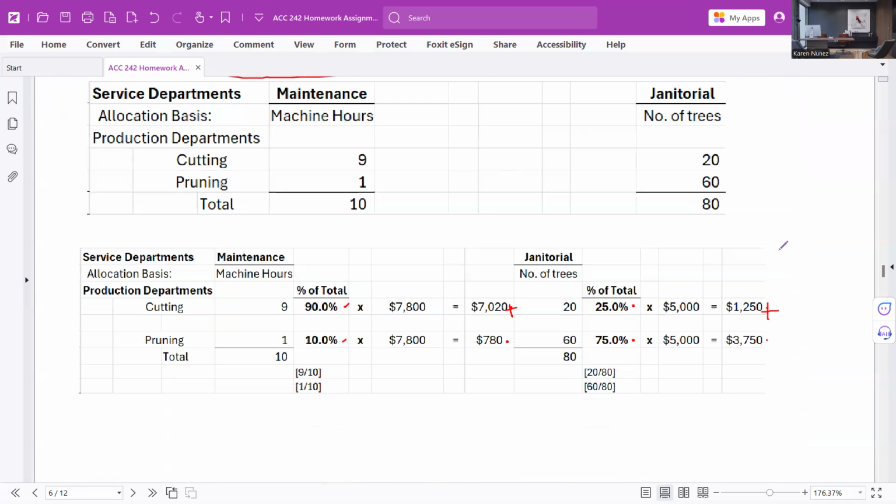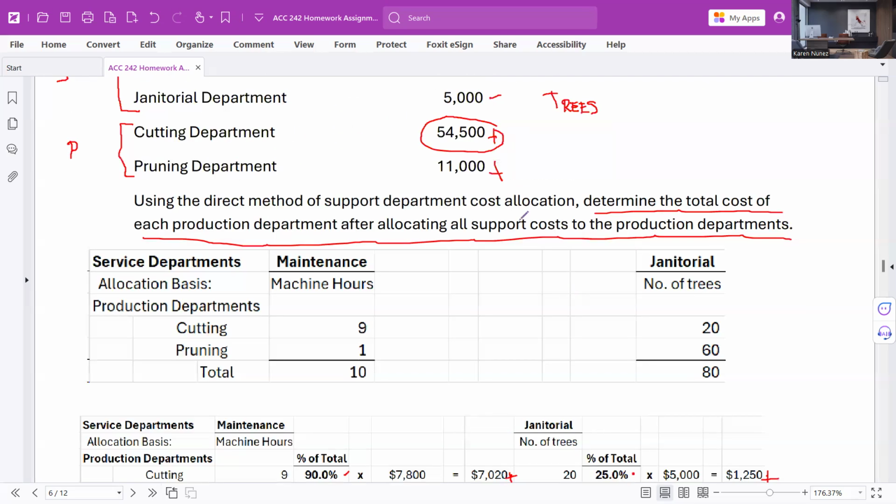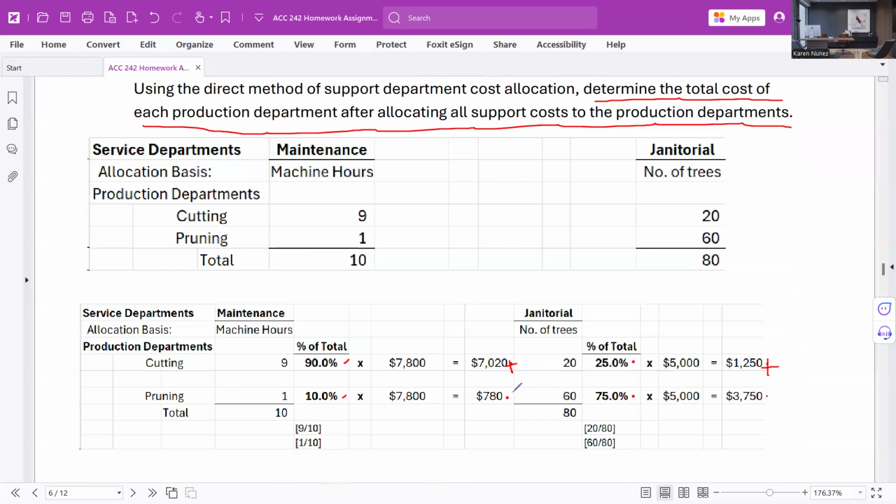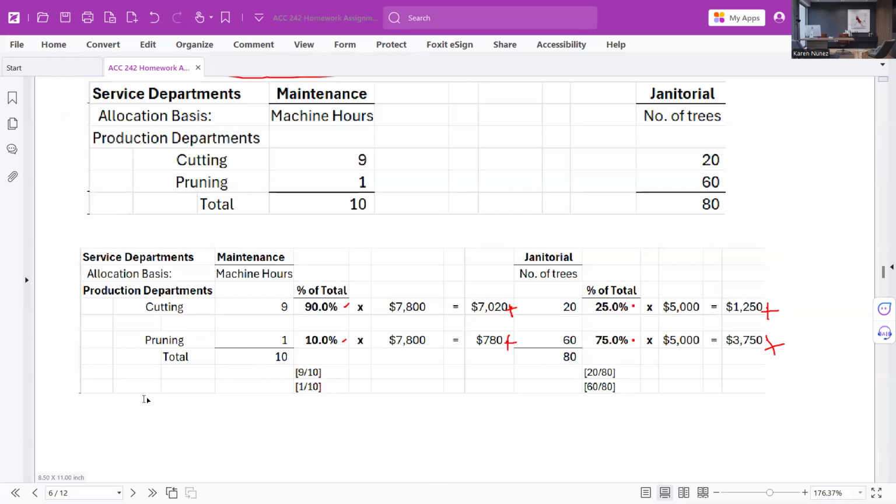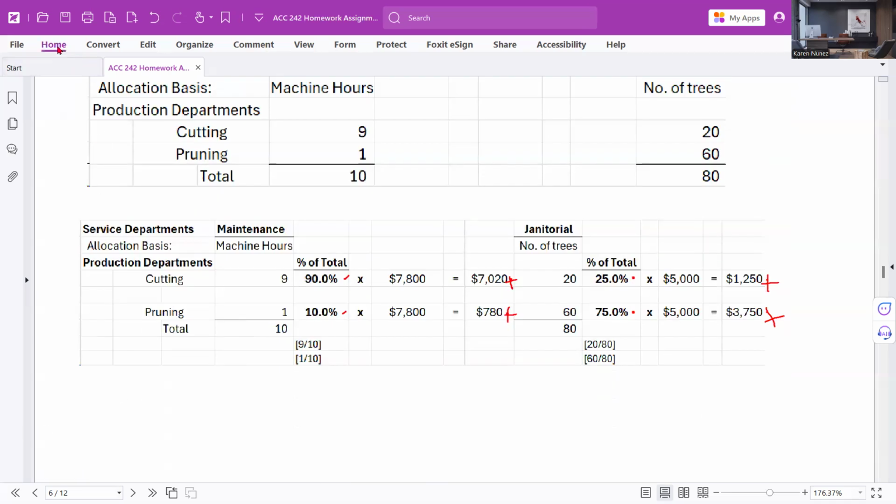I've got a table where I do that, and I'll give that to you in just a minute. Same thing for pruning. I want a total cost. Well, pruning has a cost of $11,000. And then we allocate another 780 and another 3,750. That's the total cost of the pruning department. If we want to answer the question, we need to put all those pieces together, and I've got a little table where I've put those pieces together.